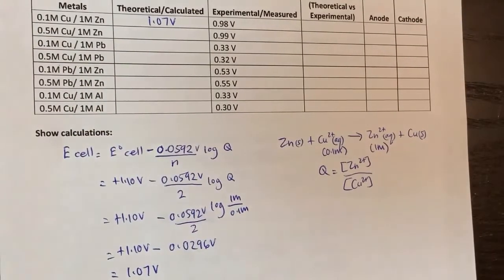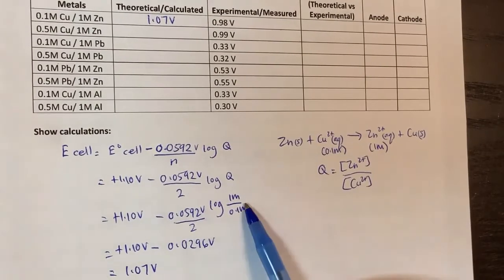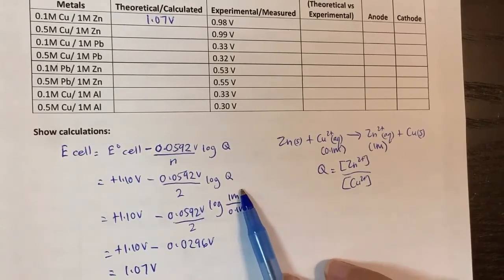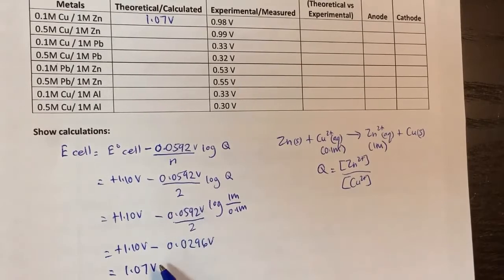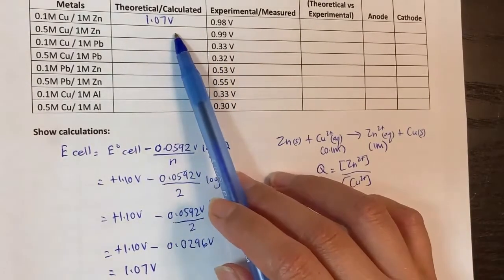So 1 over 0.5, you end up getting 2 log of 2, which in this case is 0.3. So that would just change that a little bit. So obviously this value will change a little bit, and then that stays the same, and you'll get a different value over here, and that goes over here.